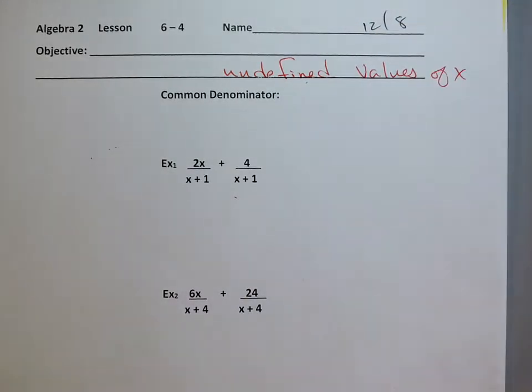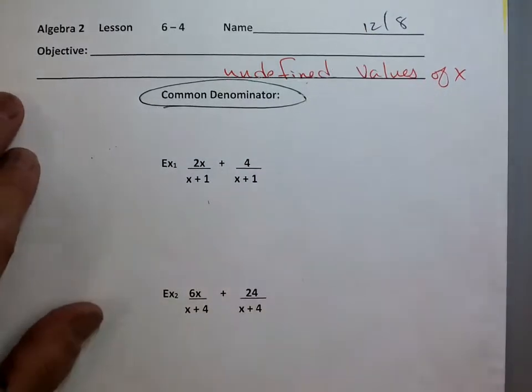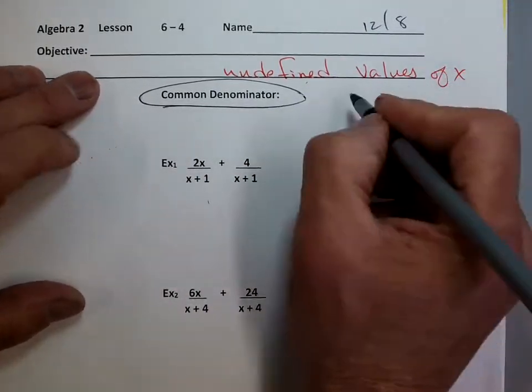Today we're going to talk about adding fractions. Now, these are weird fractions because they have x's in them, but it's the same thing. When you add or subtract, you must have a common denominator. You have to.